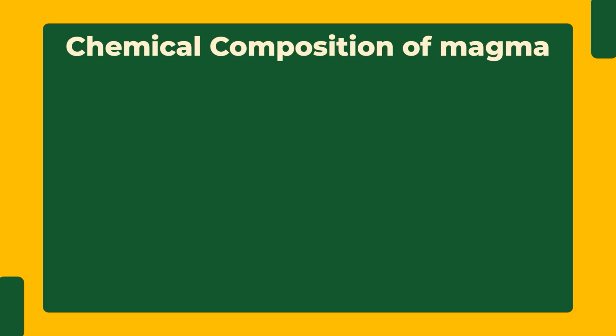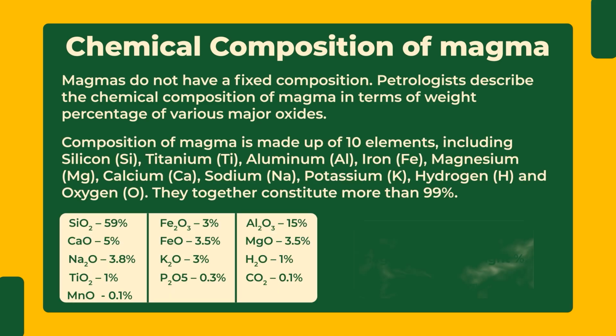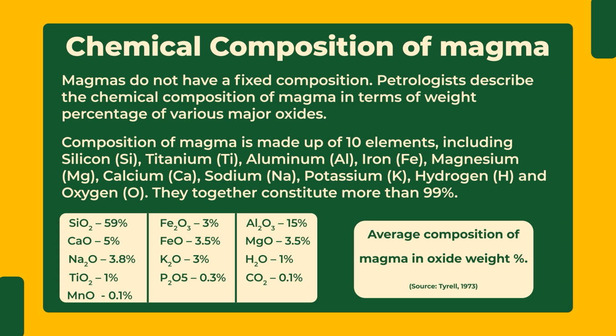Let us talk about the chemical composition of magma. Magma does not have any fixed chemical composition. Petrologists describe the chemical composition of magma in terms of weight percentage of various major oxides. Now you can see on your screens there is a table. Basically, the magma is made of 10 elements that include silica, titanium, aluminum, iron, magnesium, calcium, sodium, potassium, hydrogen, oxygen. These together constitute more than 99%.